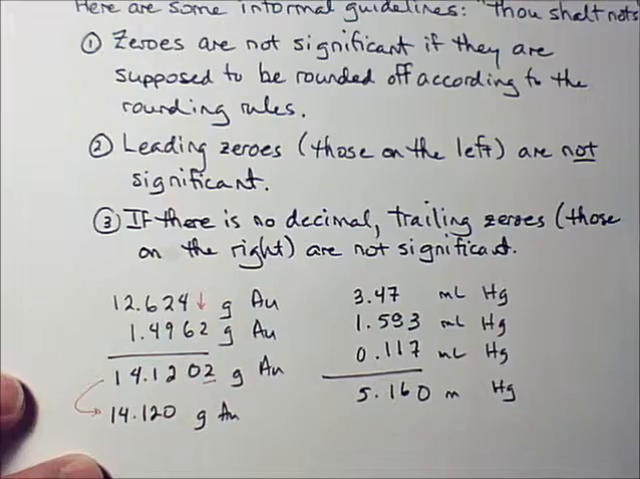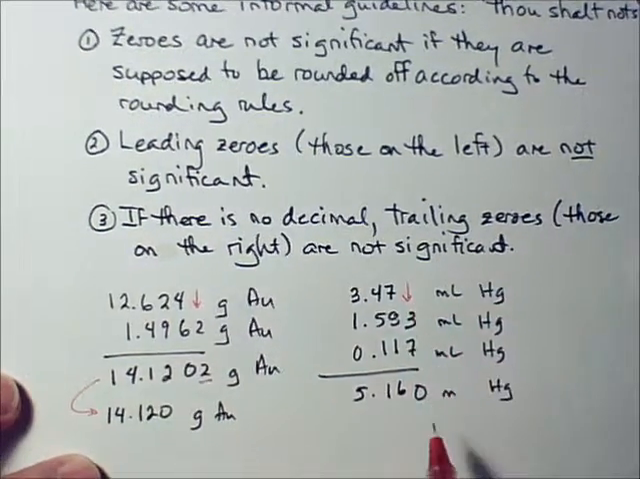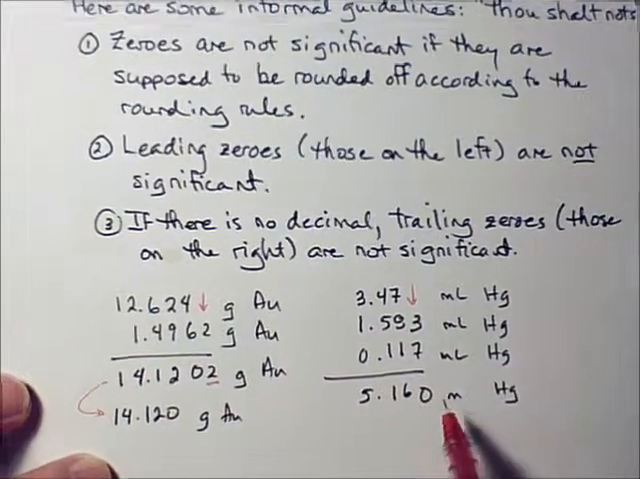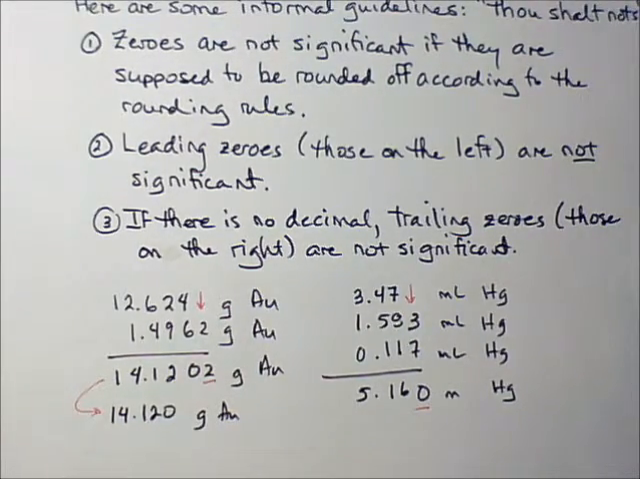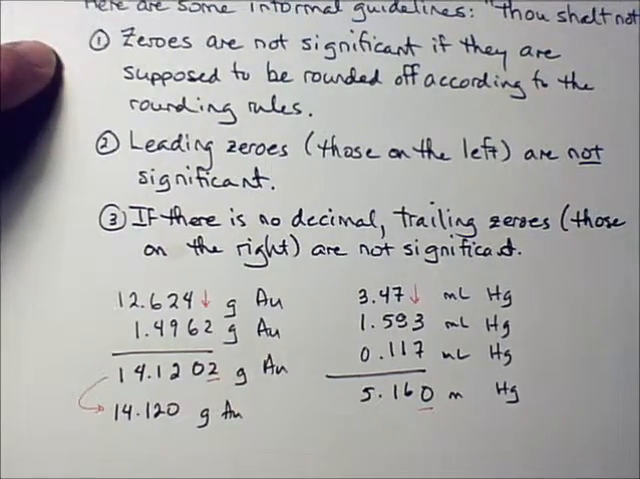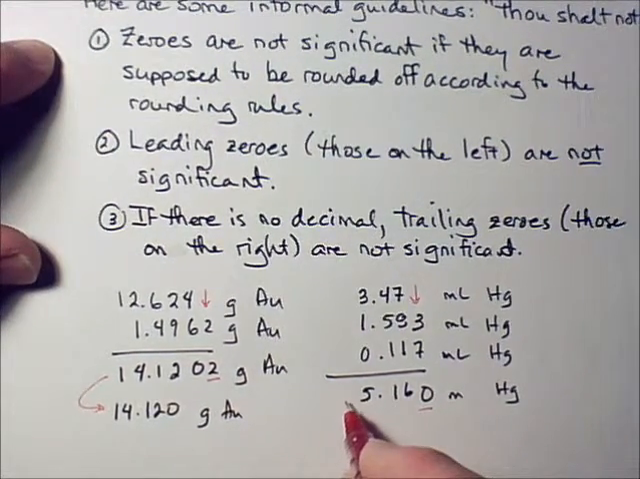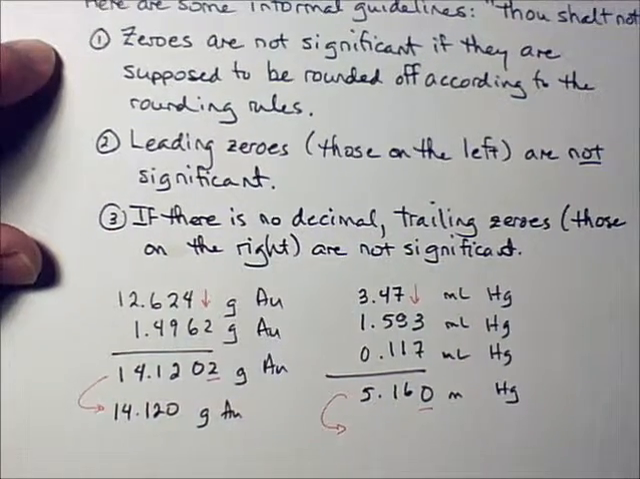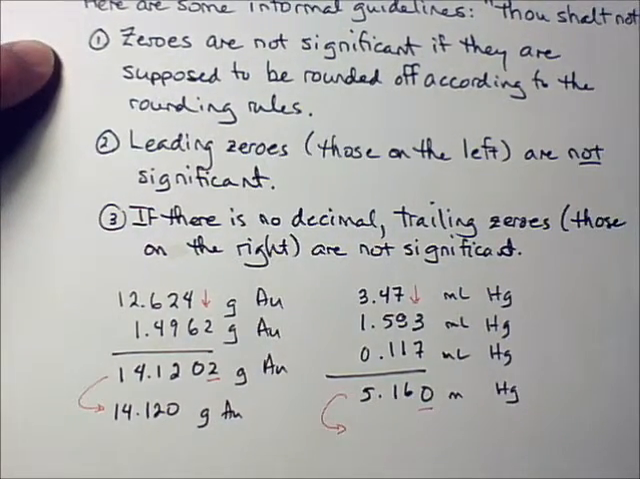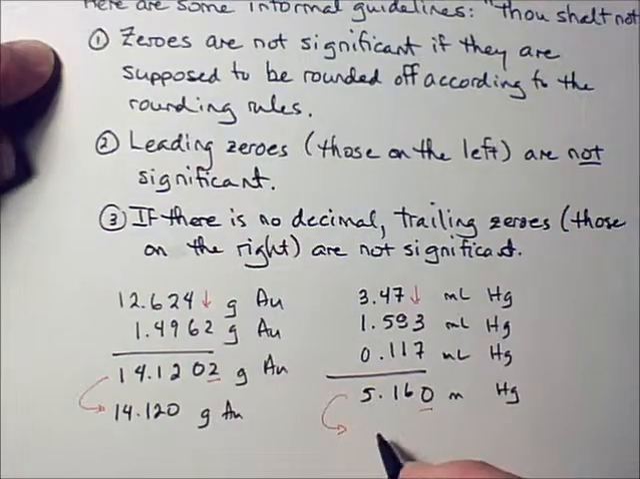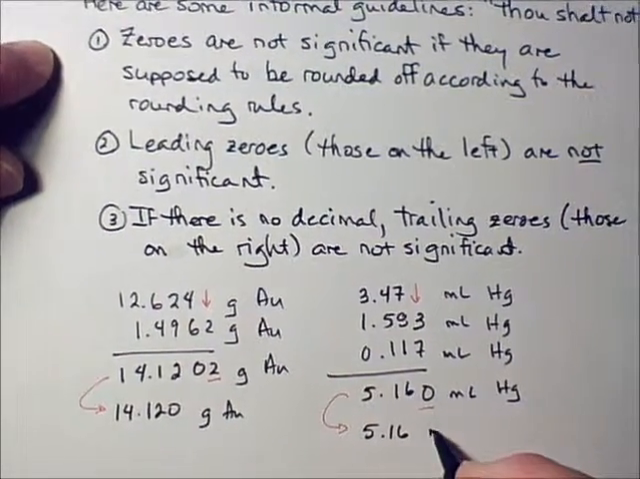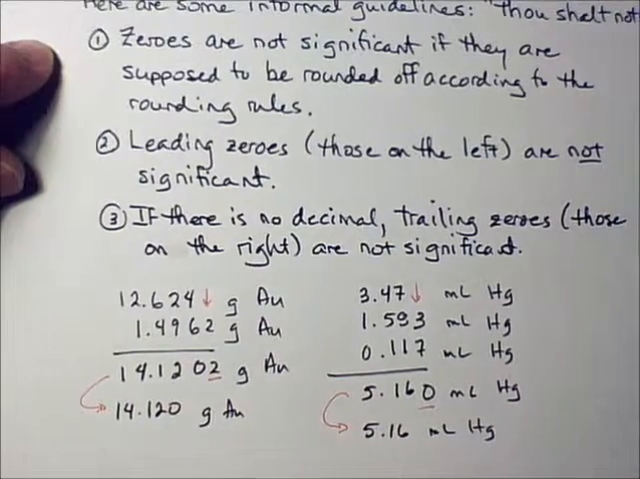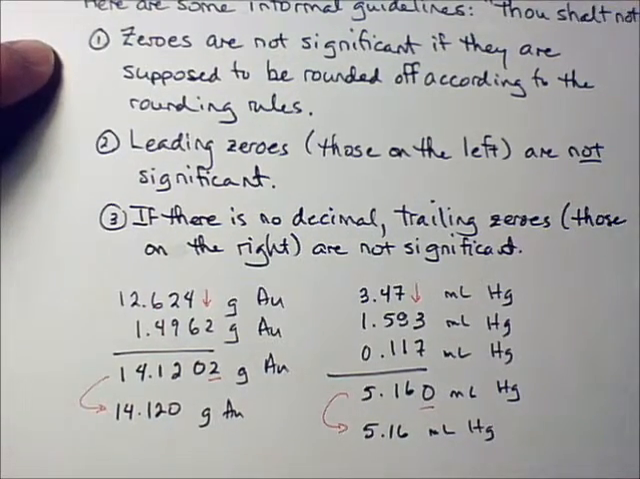Okay, so now we got an empty slot here. All right, so the rules say this digit has to be rounded off. So no matter whether it fits any other rule, if it has to be rounded off, it's not significant. So that's applying. All this is applying to rule number 1 up here. Okay, does that make sense to you? Just giving you examples for zeros that have to be rounded off or not rounded off from the other rules. 5.16 milliliters of mercury. Okay? You understand what I'm saying?